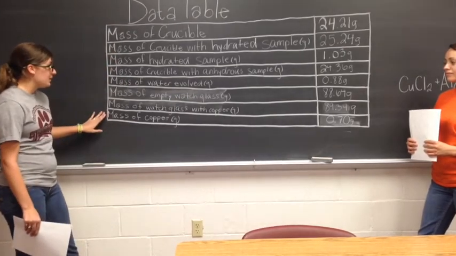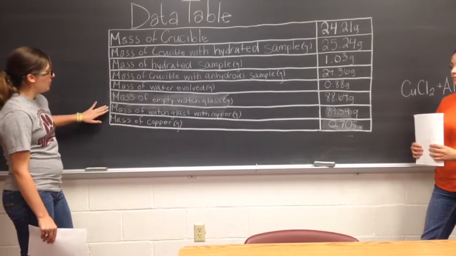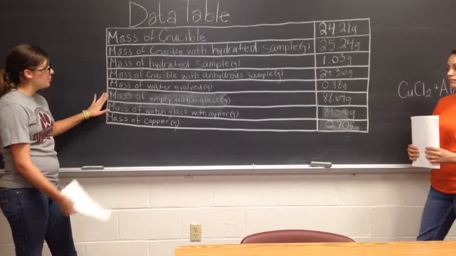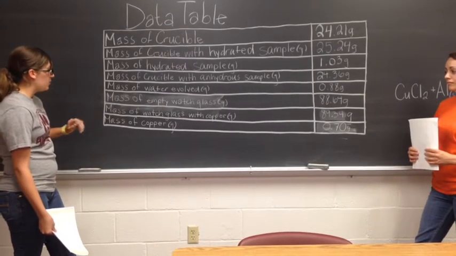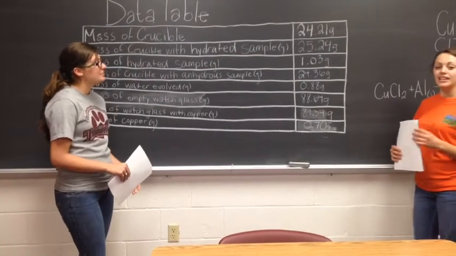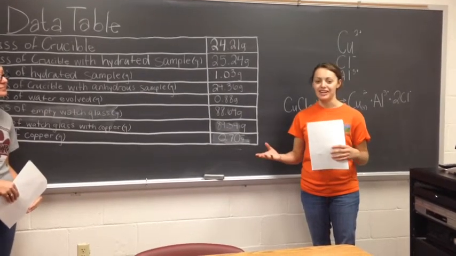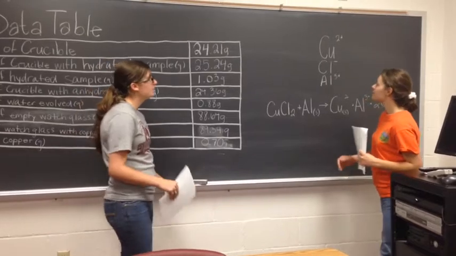Next and lastly, you need to get the mass of your copper. You take the mass of your copper and watch glass and subtract the mass of your empty watch glass. Whenever we did that, we got our mass of copper as 0.70 grams. Lastly, the last step in our experiment, as the name entitles, is to determine the chemical formula for our reaction.